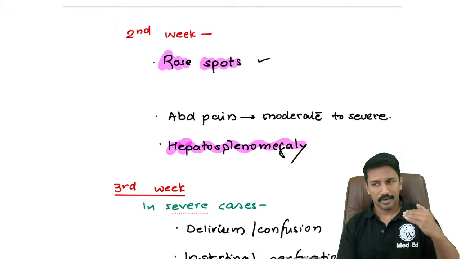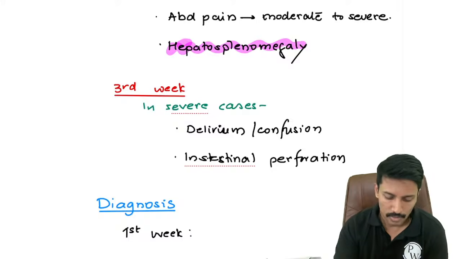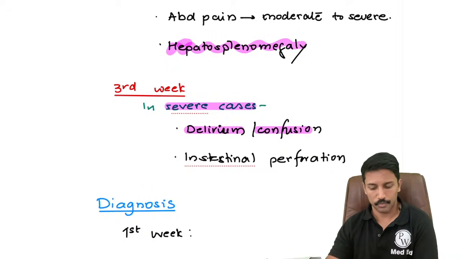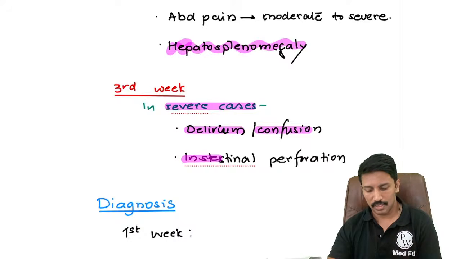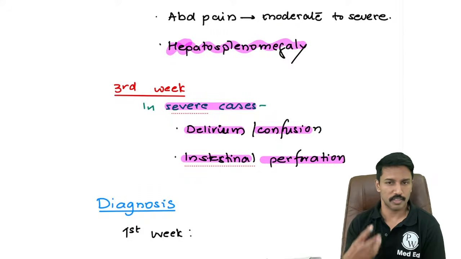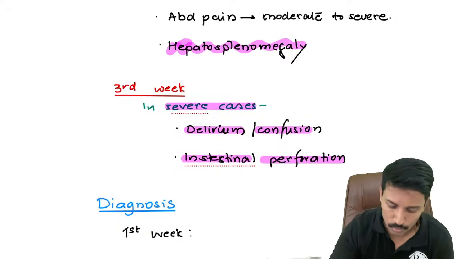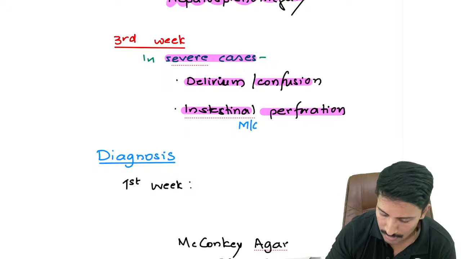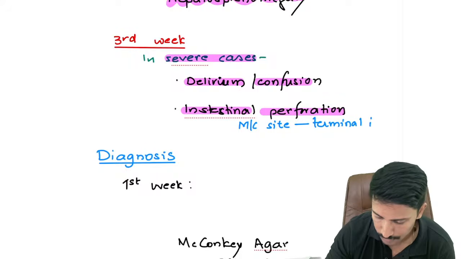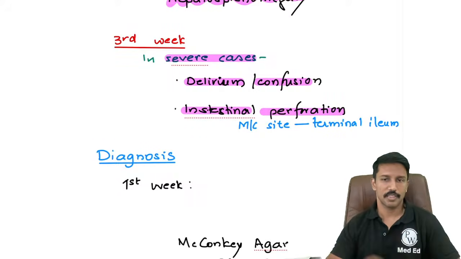Okay, majority of the patients, even untreated, may recover with our own immune system's effort in 1 or 2 weeks. But some people, treated or untreated, may progress to the third week with the illness. In the third week, those who are affected with severe enteric fever may develop CNS manifestations in the form of delirium or confusion. And at this point of time, patients are also at risk of intestinal perforation because the enteric bacilli that were proliferating in the Peyer's patches of the terminal ileum may cause severe inflammation and there can be perforation. So the most common site of intestinal perforation is going to be the terminal ileum.